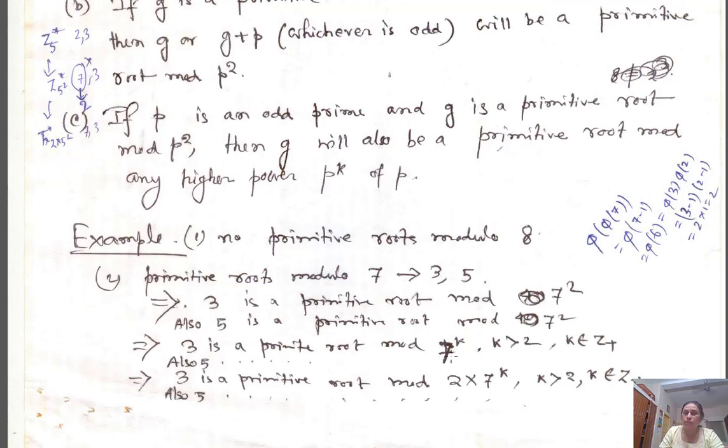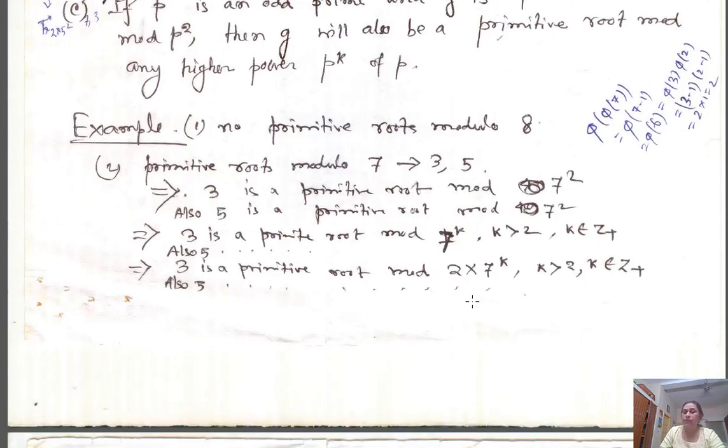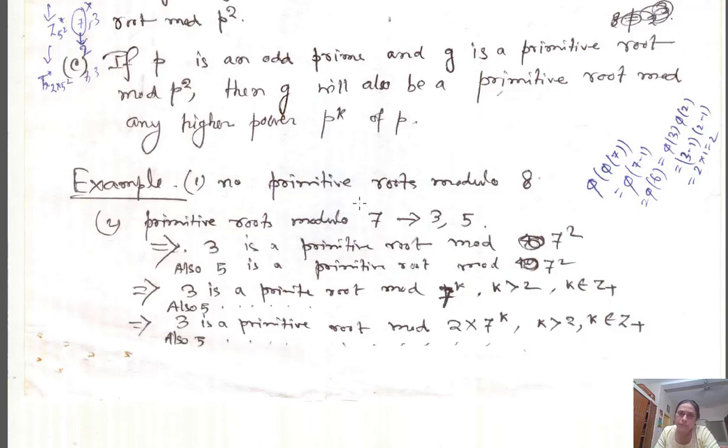So 3 is a primitive root modulo 7 to the power k also, for any positive integer k. Also 5 is a primitive root modulo 7 to the power k. And 3 is a primitive root modulo 2 times 7 to the power k; 5 is also. And how many primitive roots will 7 have? Phi of phi 7. Phi 7 is essentially 6, since 7 is prime, and phi 6 is 2. So there are 2 primitive elements, you can check this.